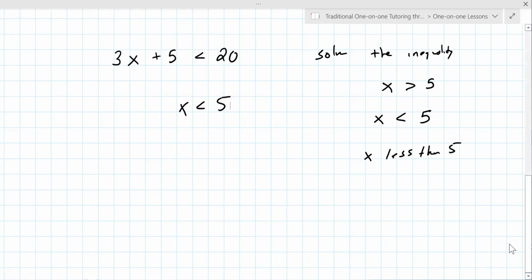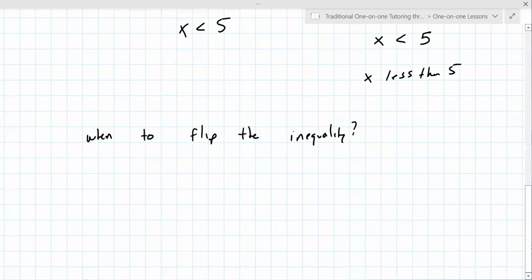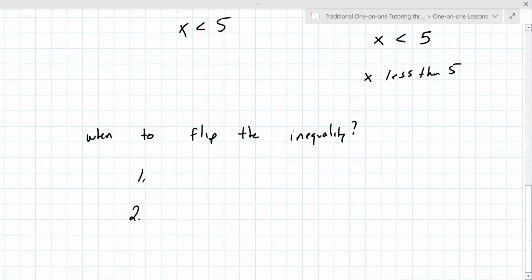Okay. Very good. Now, do you remember when to flip the inequality? Do you remember what situations you have to flip the inequality? There's 2 situations. Do you remember that from your previous classes? When to flip the inequality? No, I have not. Or maybe. Okay, so here's when it occurs. When you multiply or divide by a negative.